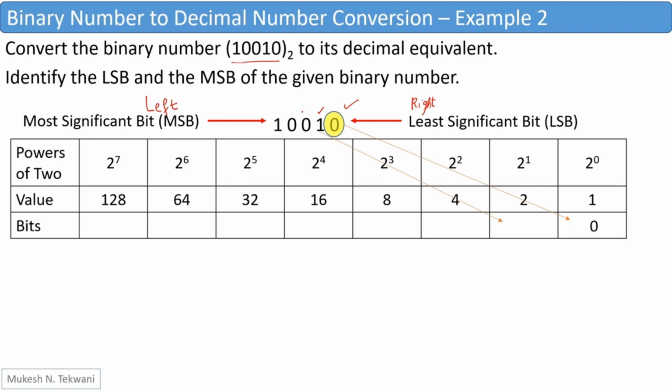Our next bit is 0, that will be copied under the power of 2 raised to 2, that is the value 4. The next bit I have here is 0, so we copy it under the power 2 raised to 3 with value 8. And the last bit, the most significant bit in this example, is 1, so that is copied under 2 raised to 4, and that becomes 1. Since all the bits have been used up, we just pad the remaining bits with 0.